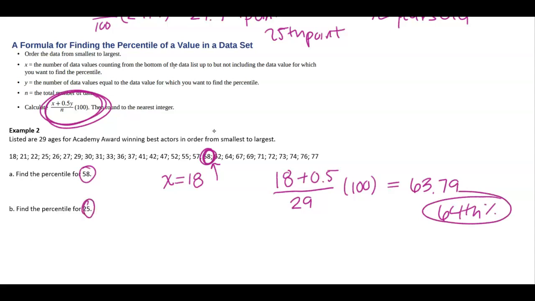All right, let's look at 25. So there are 3 data points below. It's the only data point, so I'm going to add half, divide by 29, and multiply by 100, and we get that this is about the 12th percentile.